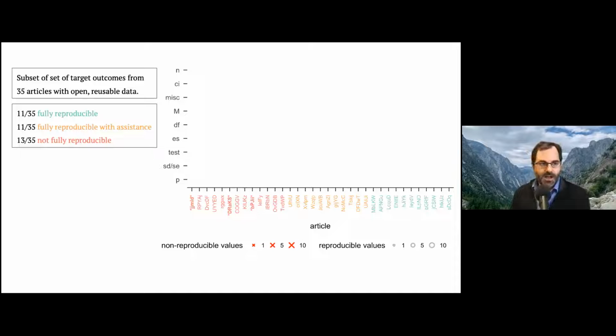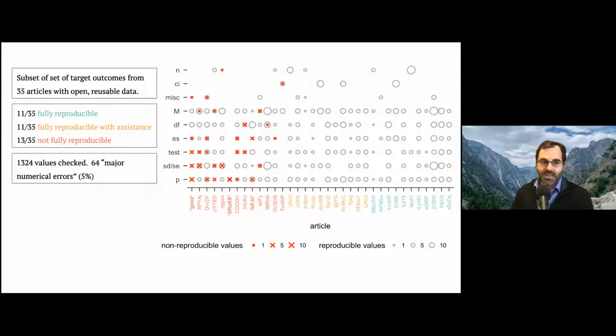11 of those 35 were fully reproducible, meaning the pilot and co-pilot could get all of the numbers in the selected section without any help from the author. Another 11 were fully reproducible once the authors got back to us. And then 13 of those 35 were not fully reproducible, even in the case that the authors got back to us and shared the information they had.